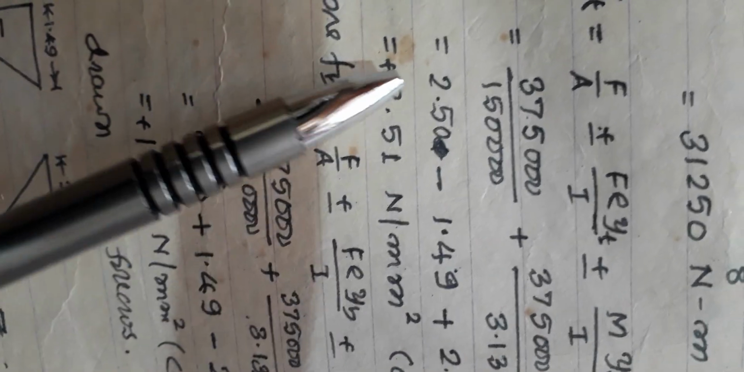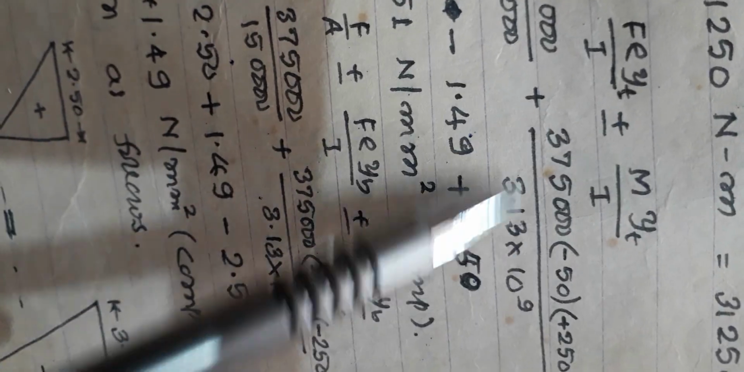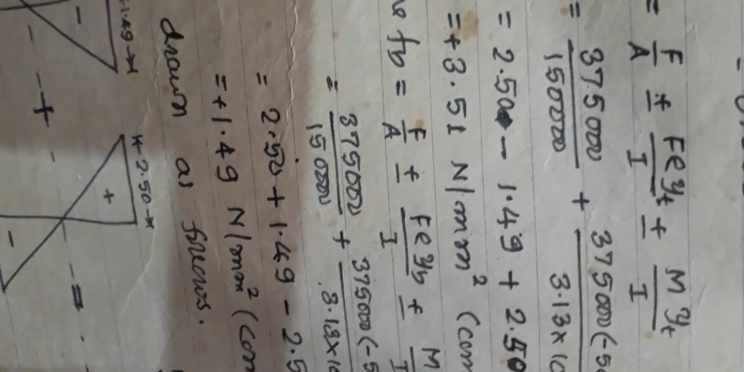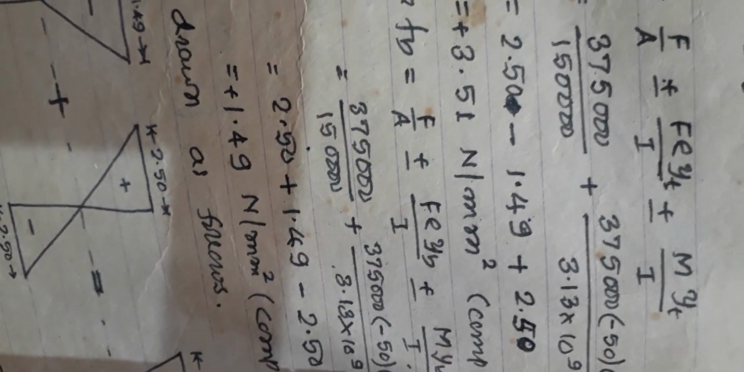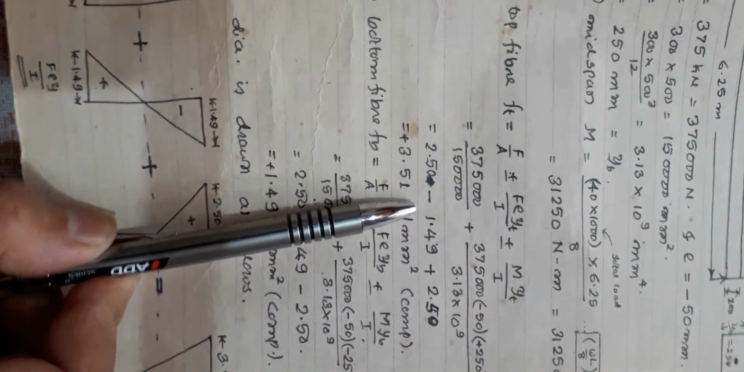So now this works out to be 2.5, this works out to be minus 1.49, this works out to be plus 2.5. So if you add them algebraically, I will get plus 3.51 Newton per mm square. Okay, so this is the top fiber stress Ft. Similarly, you can find out the stress at the bottom fiber, Fb.